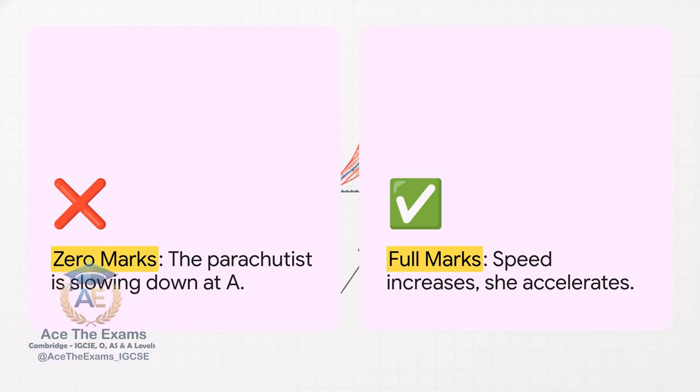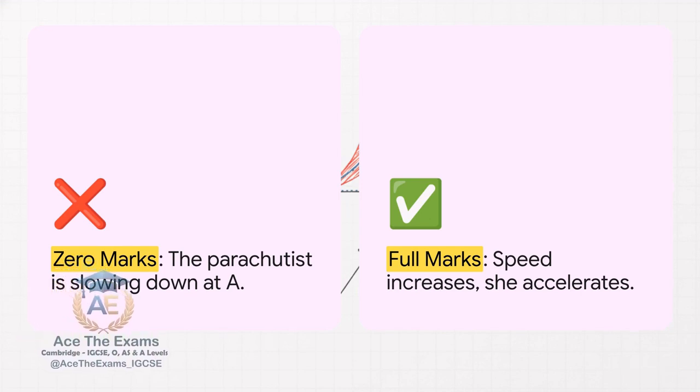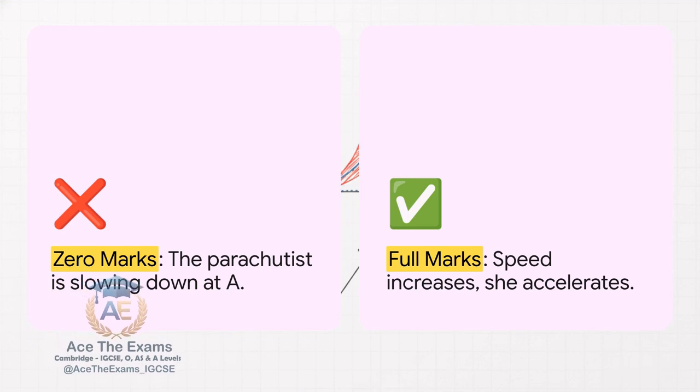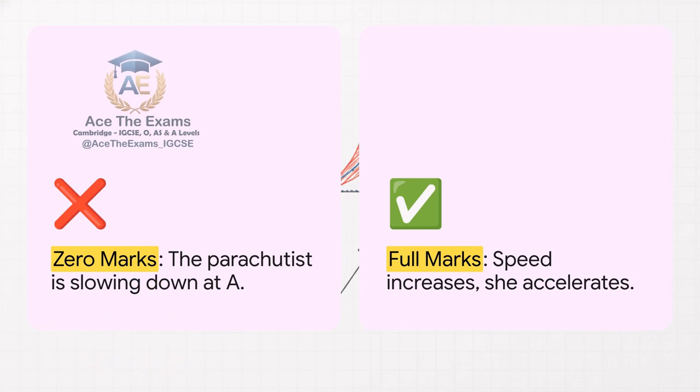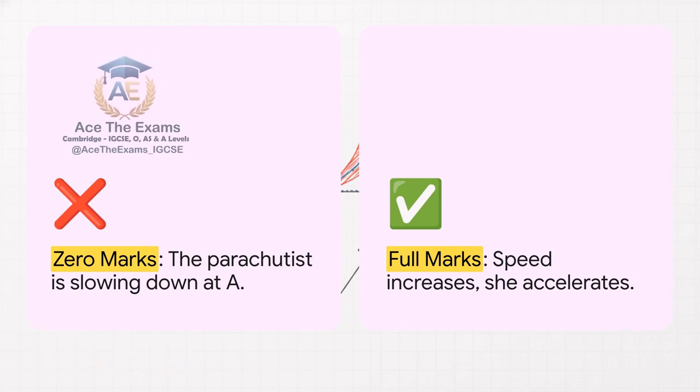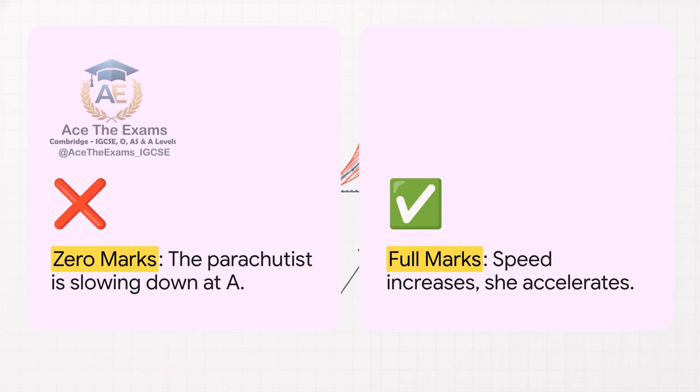Why? Because they're completely confusing the visual shape of the curve with the actual physical value it represents. Now check out the right side. Speed increases, she accelerates. Full marks. It's concise, it uses the exact correct terminology, and it connects directly to the physical reality of the parachutist. This whole explainer is about getting you to use that perfect examiner-approved wording.